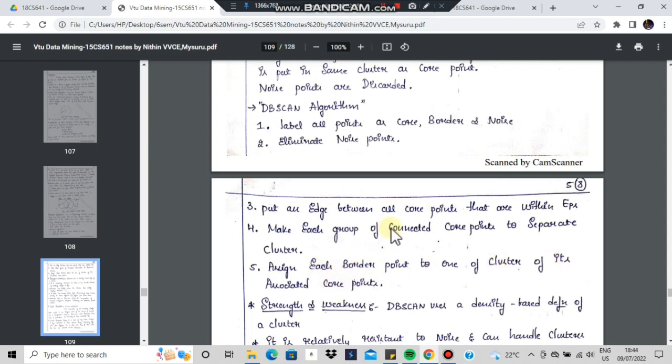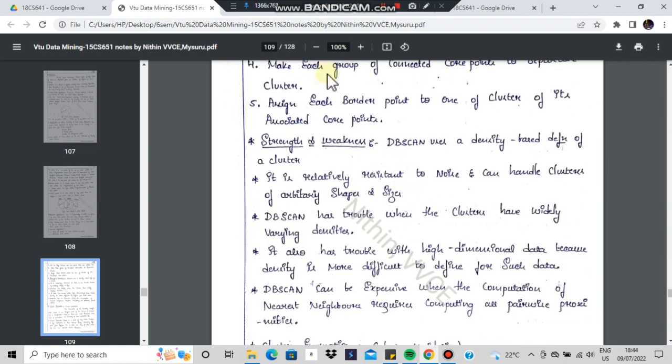You understood, right? First we are doing it for the core points, forming the edges and connecting the points, and for border points we are connecting them to the cluster that is closer to the core points. If we have a border point, we look at which core point it is closest to, and we assign the border point to that core point's cluster. Okay, that's the algorithm. Then we have strengths and weaknesses. You can go through them.